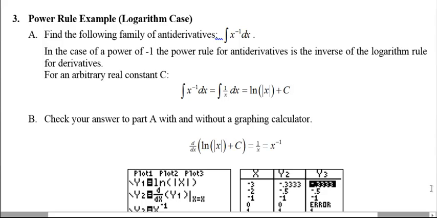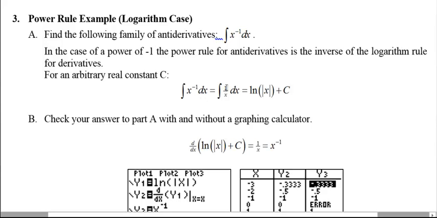Okay, now let's look at another example here. This is another power rule example, but this is sort of the exceptional case where the power is -1. If we try to use the normal rule for powers, notice it would not work. We add 1 to the power, we get a power of 0, and when you try to multiply by the reciprocal of 0, it doesn't work. But we do know how to do this one. This is our special rule for these.